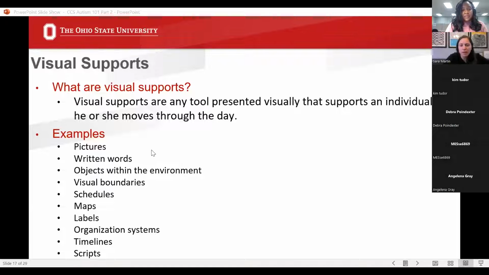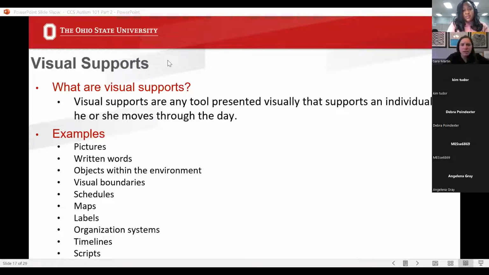As we are going through these, you can go ahead and share in the chat some of the visuals that you may use with your specific student. So again, visual supports are any tool presented visually that supports an individual as he or she moves throughout the day. Some examples are pictures, written words, objects within the environment, visual boundaries, schedules, maps, labels, organization systems, timelines, and scripts.